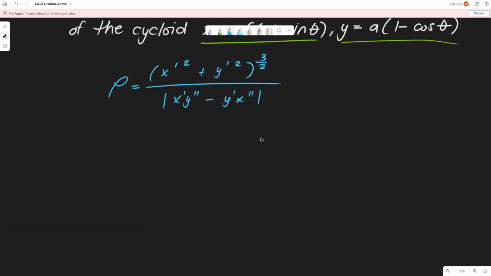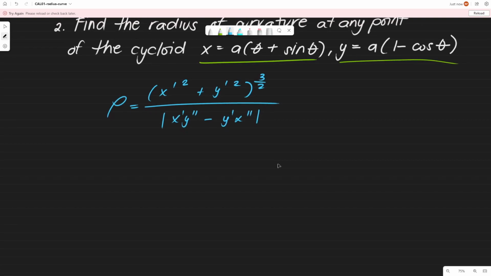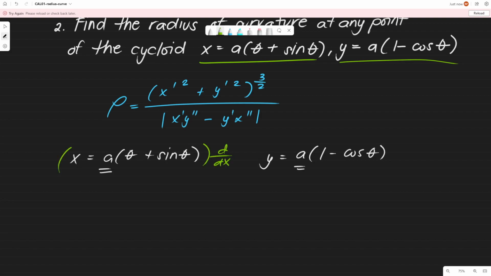No, so let's identify what is our x prime, our y prime, our x double prime, and our y double prime. So we have our x is equivalent to a times theta plus sine theta. A is a constant, no? So tatandaan niyo yan. Y is equivalent to a times 1 minus cosine theta, as well as in this function, a is a constant. No? So if we're going to get the derivative, okay, so we will arrive with x prime is equivalent to a, of course that is a constant, multiplied to the derivative of theta. Sorry, carried away. So, the derivative of theta in respect to theta, that is 1. Diba? The derivative of sine theta in respect to theta, that is plus cosine theta.